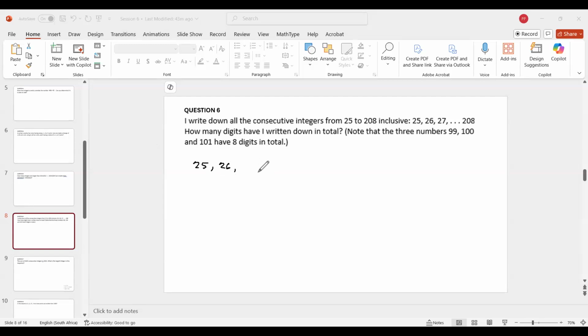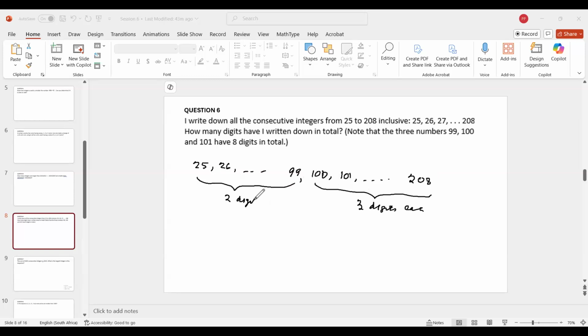Right. So you can go all the way up to 99. These are the 2-digit numbers. But then after that, you got 3-digit numbers. 100. So now you'll add 3. You can add 2 up to this point here. Right? But from this onwards, 101 all the way up to 208, here there are 3 digits each. While here there are 2 digits each.